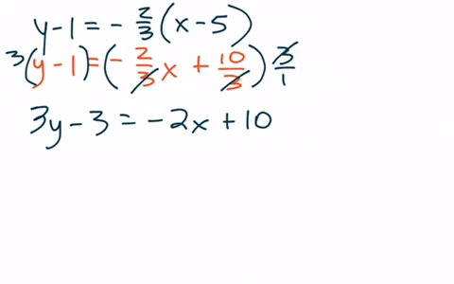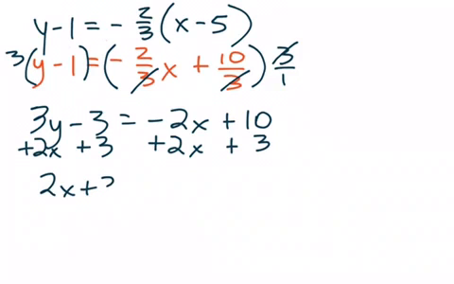Now we can put it in the standard form. Add the 2x. Add the 3. So now we have 2x plus 3y is 13.